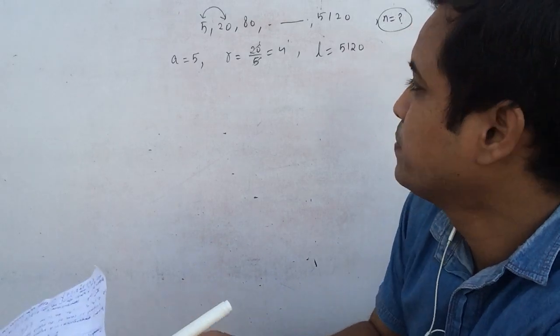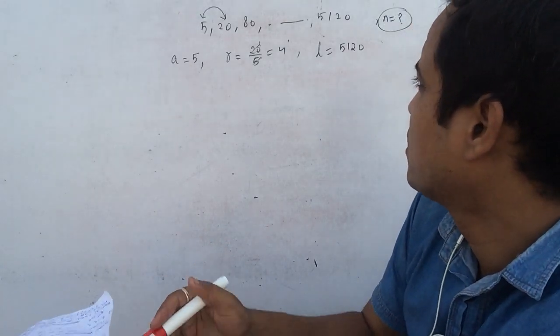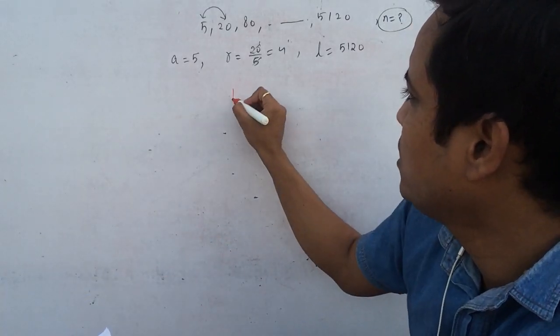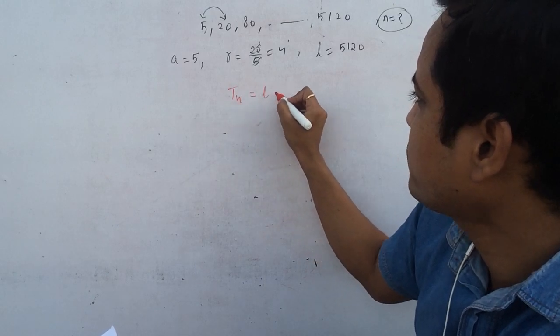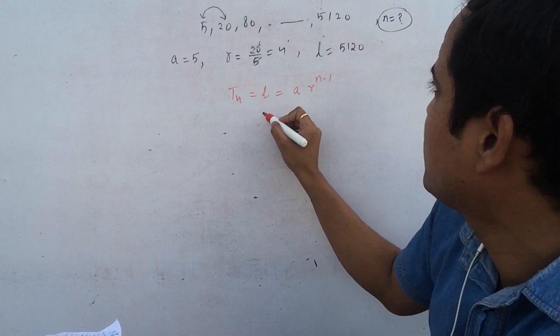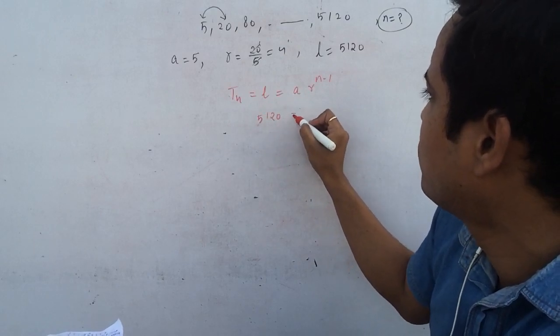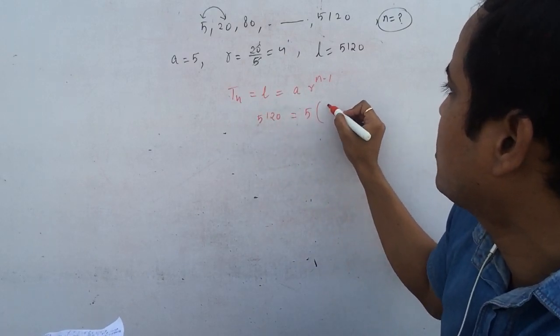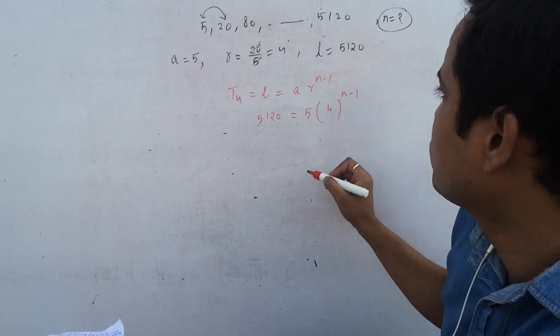So what would you do? You would apply the last term formula. What is the last term? Tn is equal to the last term, here A R raised to power n minus 1. What is L? 5120. What is A? It is 5. What is R? It is 4, raised to power n minus 1.